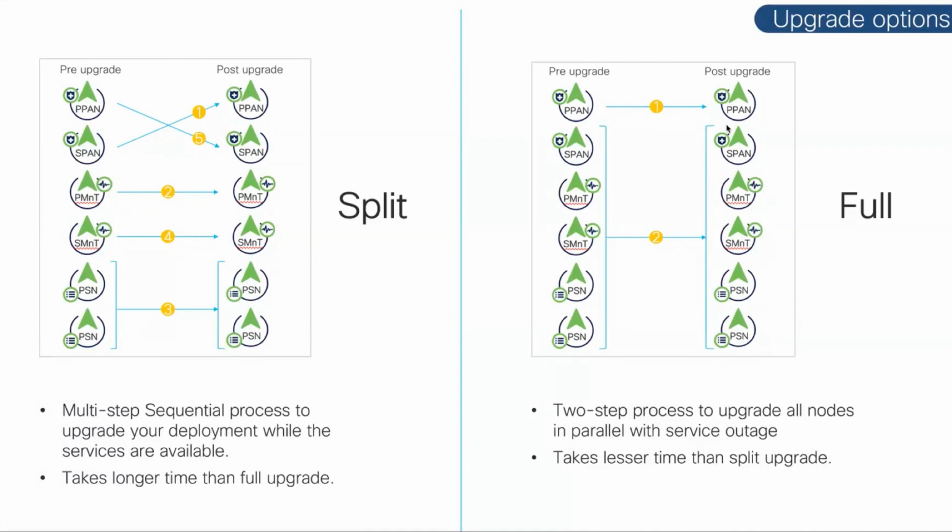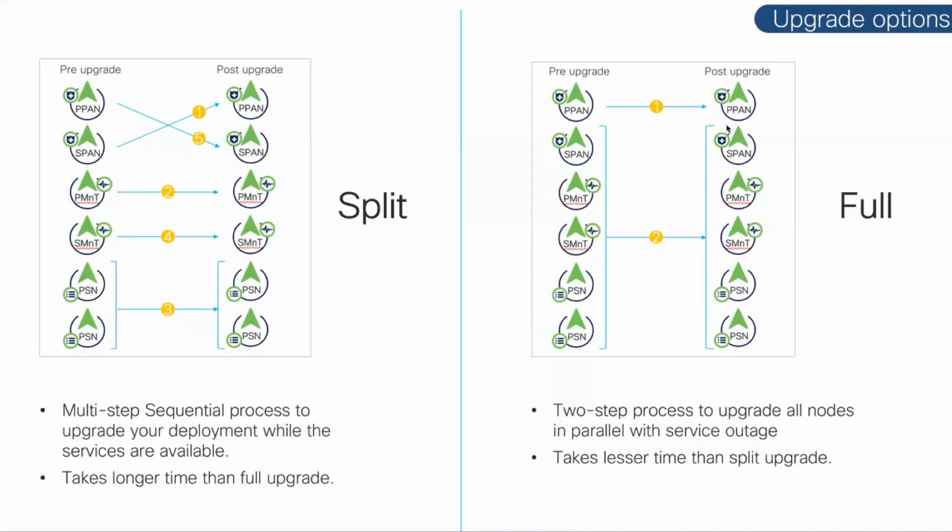In order to be successful in the upgrade, in order to avoid failures in the upgrade, it involves a two-step process. In the first step, the PPAN is going to be upgraded. And in the second step, all the rest of the nodes, irrespective of whether you have two other nodes or three other nodes or 50 nodes in your deployment, are going to be upgraded in one go. Because we are upgrading all of them in parallel, the time taken for the full upgrade process is very less when compared with the split upgrade process.